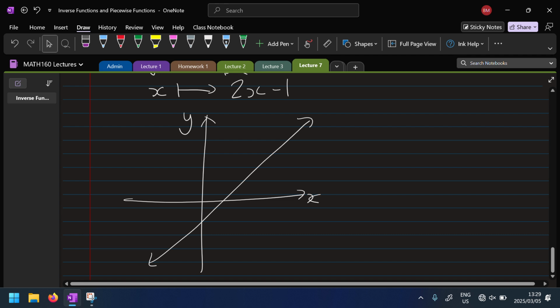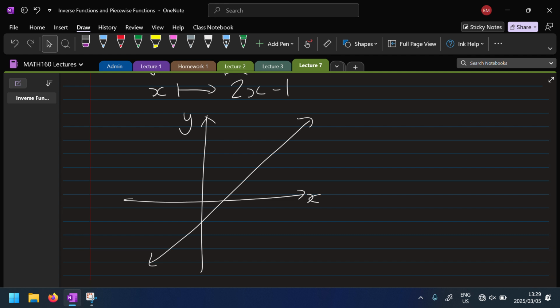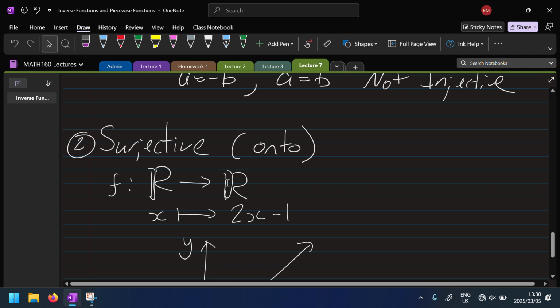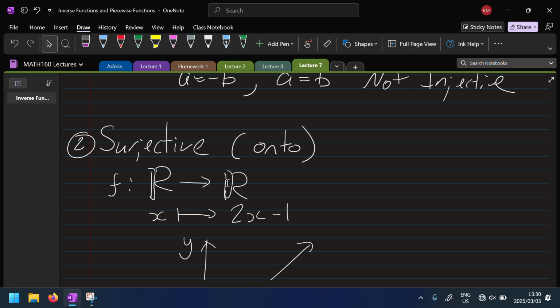So here, what is the range? That is all of the outputs. So we see here, it goes down to minus infinity. So this line extends down to minus infinity. It also extends up to plus infinity. So the range for this thing is all of the real numbers. The output is all real numbers. What about the target? The target was all real numbers. So we see in this case, the range is equal to the target. We call it surjective. That's it. So the range is equal to the target. It's surjective.